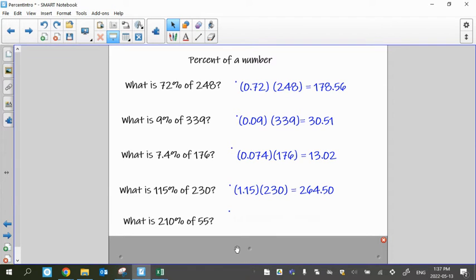And one last example here, what is 210% of 55? Similarly, we are going to convert 210% to a decimal, and it would look like 2.1, moving the decimal two places to the left. 2.1 multiplied by 55 is 115.50, which we can see is a little bit more than double 55 because we're doing 210%.